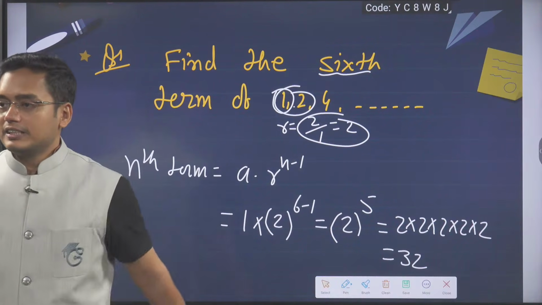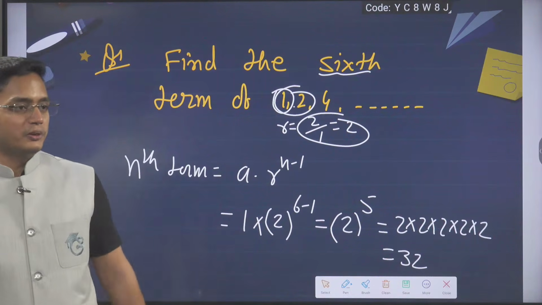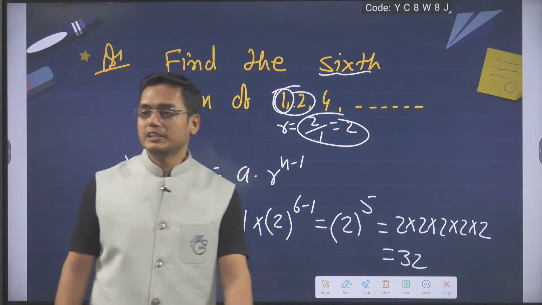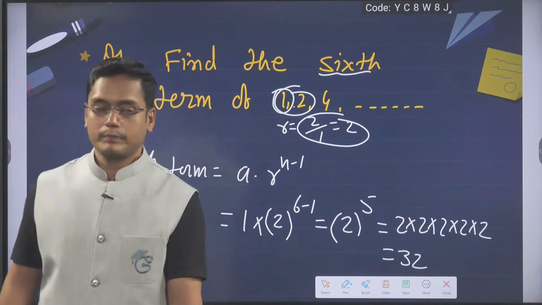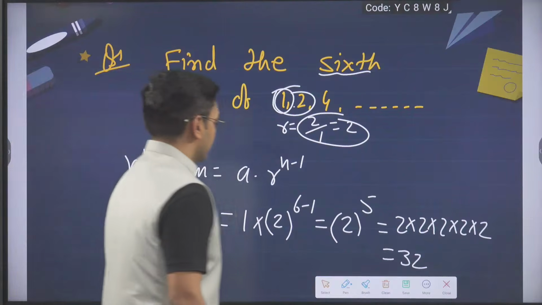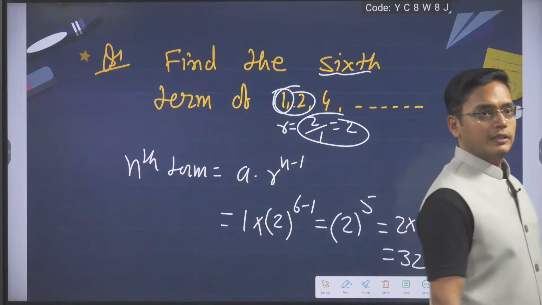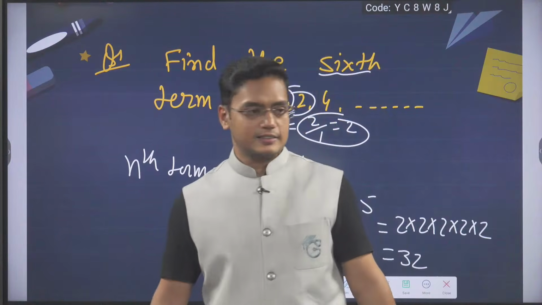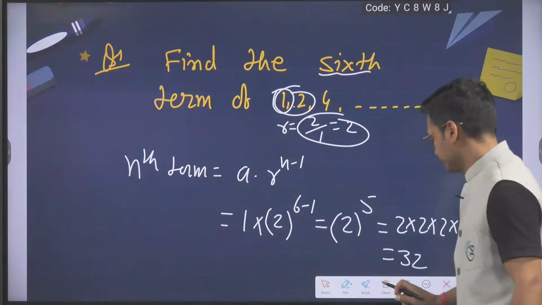Got it, everyone? Yes. So those who are getting the correct answer, 32, be happy now. But those who got the 16 answer, try the next question and try to get the correct answer. Write it down fast. Completed? Yes. Okay. Let's move further.